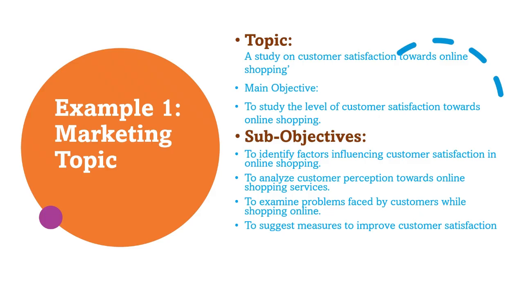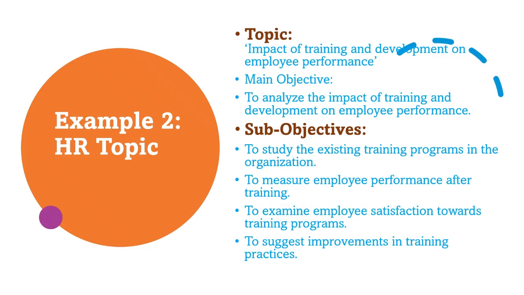Here you can observe all the questions whatever we have asked will become sub-objectives which are related to your main objectives. Now see another example which is related to an HR topic. So the topic is impact of training and development on employee performance. Based on your topic, the main objective will be to analyze the impact of training and development on employee performance. This is our main objective. To support the main objective, the following will be sub-objectives.